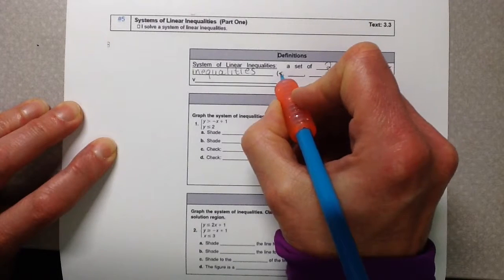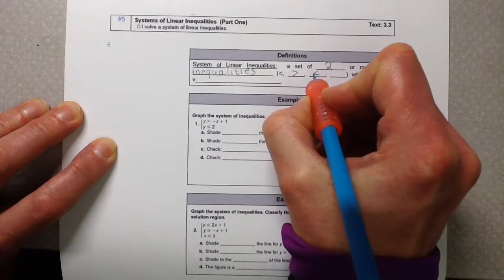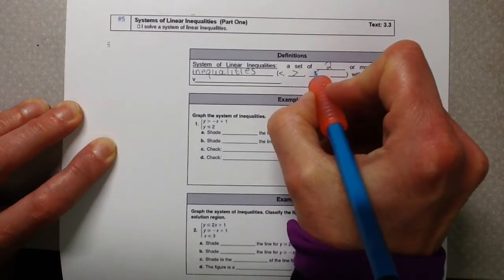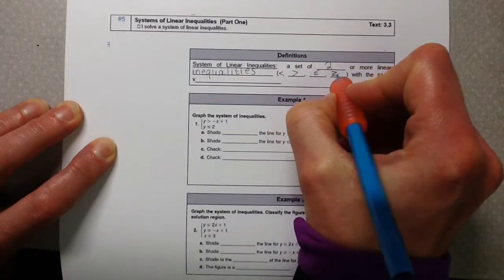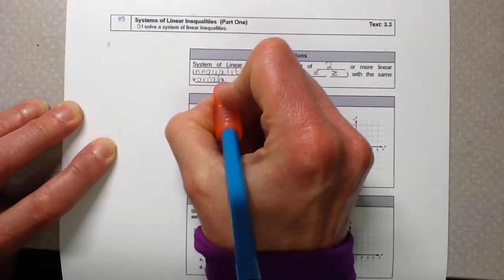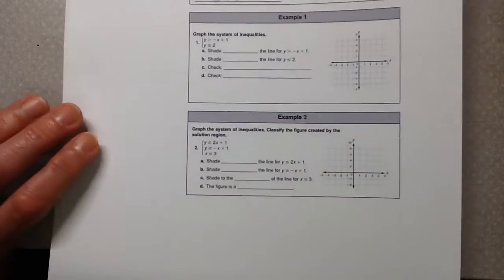So when we talk about inequalities, we're just going to be talking about less than, greater than, less than or equal to, greater than or equal to, with the same variables. Okay, so we have a couple of examples here.